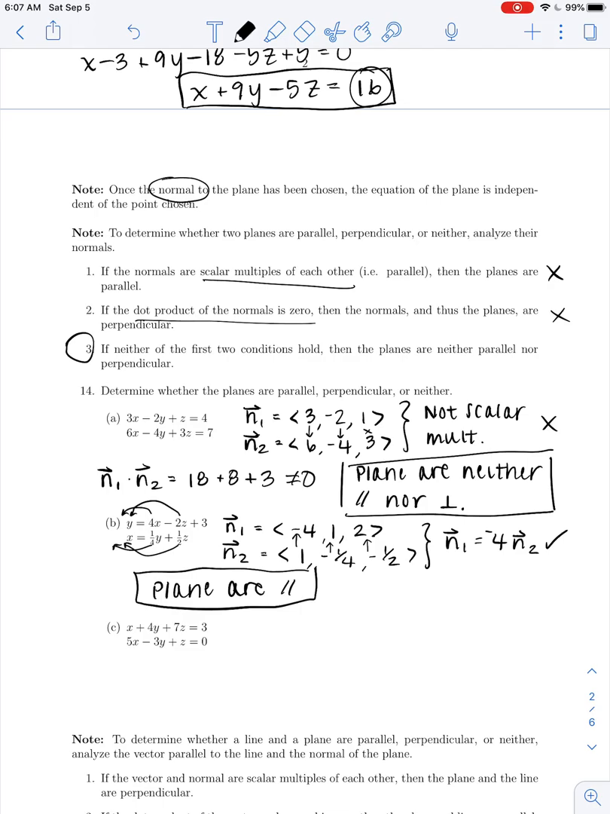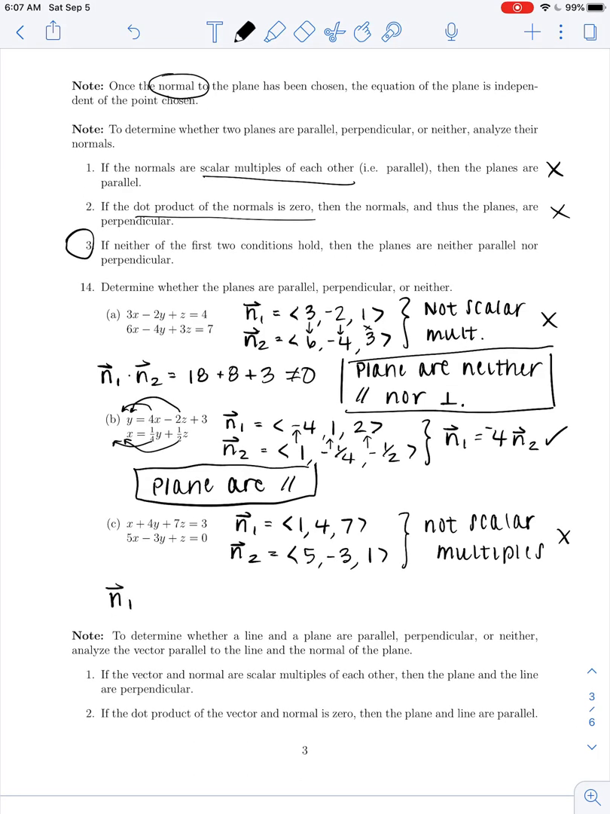All right, and so let's finish off problem 14 by looking at part C. We have our normal vector, n1 is 1, 4, 7. n2 is 5, negative 3, 1. These are definitely not scalar multiples. All right, no hope there. So let's check that dot product. So that's going to be 5 minus 12 plus 7, which does come out to 0. So if the normal vectors are perpendicular, then the planes themselves are also perpendicular. So the planes are perpendicular.